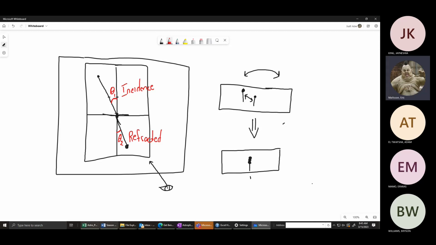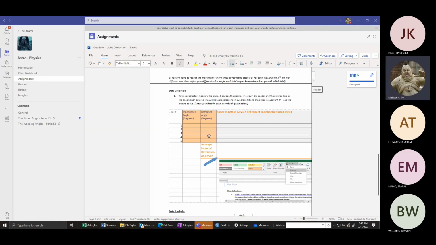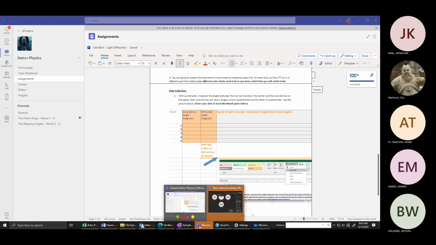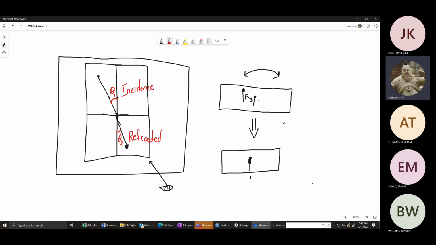So then you'll record that. You'll come back over to our lab sheet, and you'll go down here, and this is what you'll record. So for the first trial, the angle of incidence goes in there, then the refracted angle goes there. Again, based on what your eye saw here, these should be exactly the same, but you'll see they're not the same.